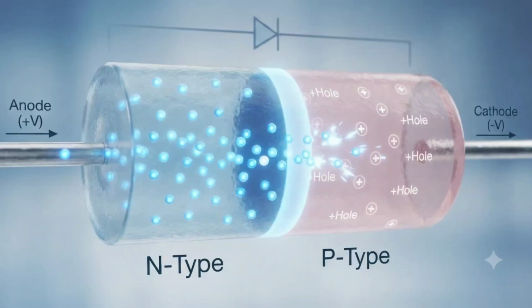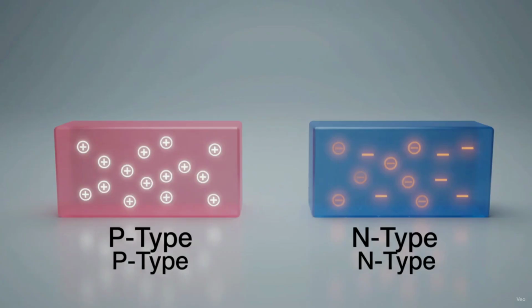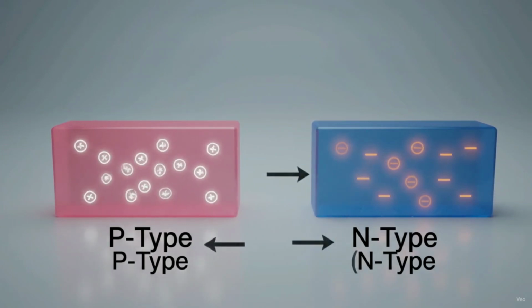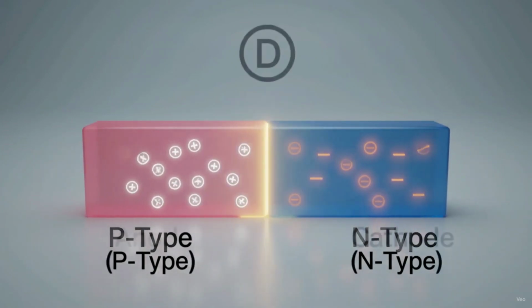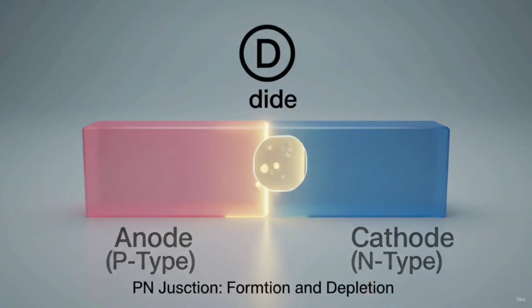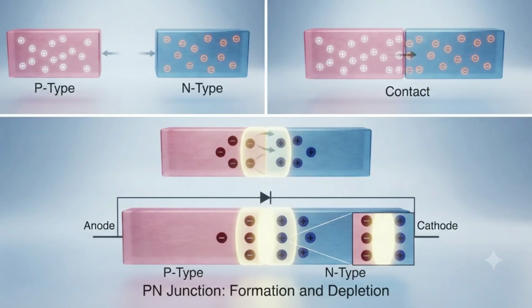A diode is made by joining two types of semiconductor materials. One side is P-type semiconductor, the other side is N-type semiconductor. When these two materials are joined together, they form a PN junction. This PN junction is the heart of every diode because it controls the flow of current.